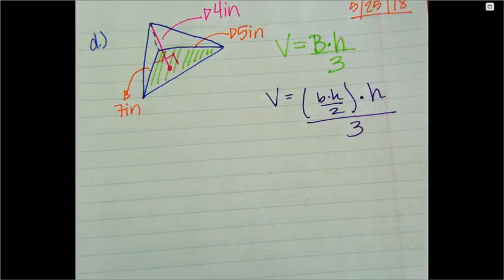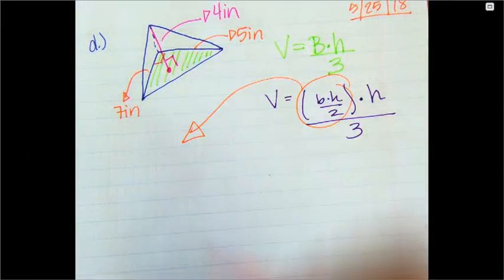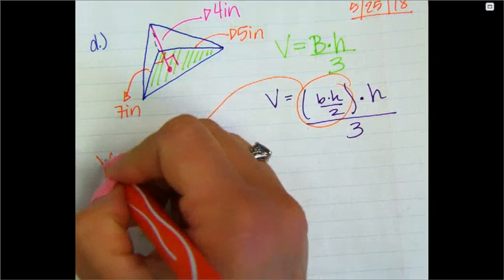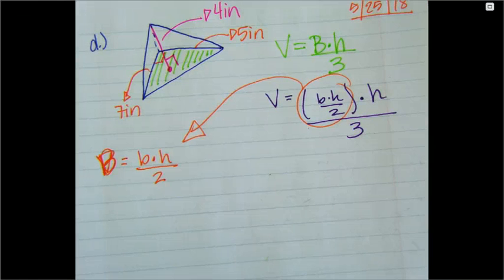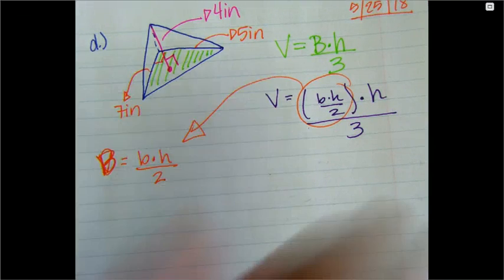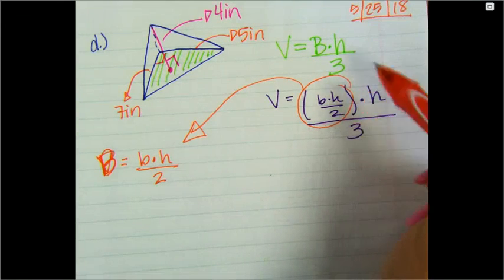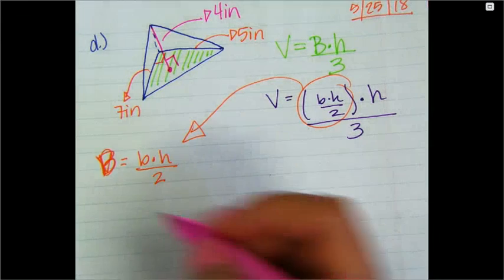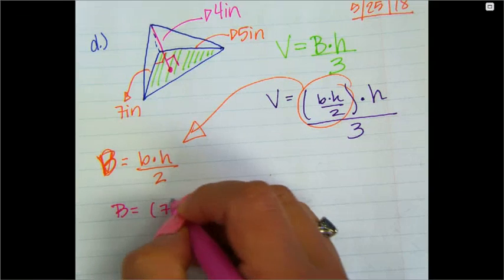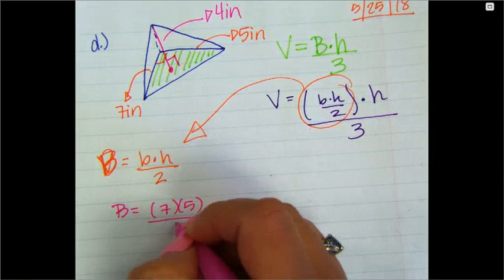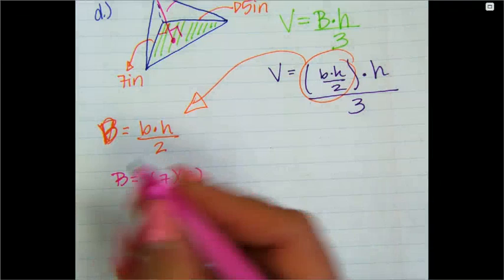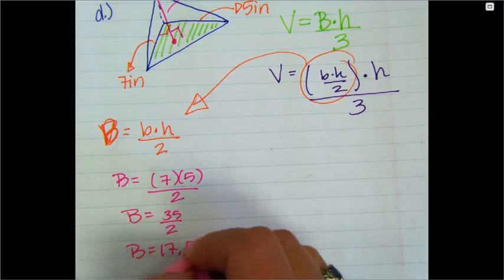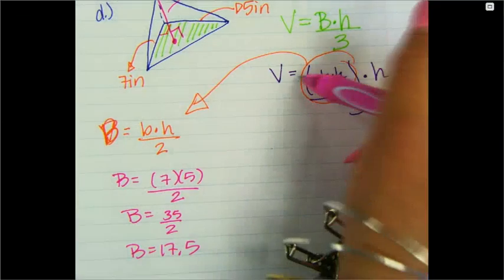If this scares you, that's okay. Take this to the side and do it instead. Go figure out what base times height over 2 is. This is big B. If that scares you because you have a fraction over a fraction, then don't do it within the fraction. Take it off to the side and solve it. What's your base of the triangle? 7. What's your height of the triangle? 5. Divided by 2. So what's 7 times 5? 35 divided by 2 is 17.5. Is that easier to look at? That's replacing this whole thing.